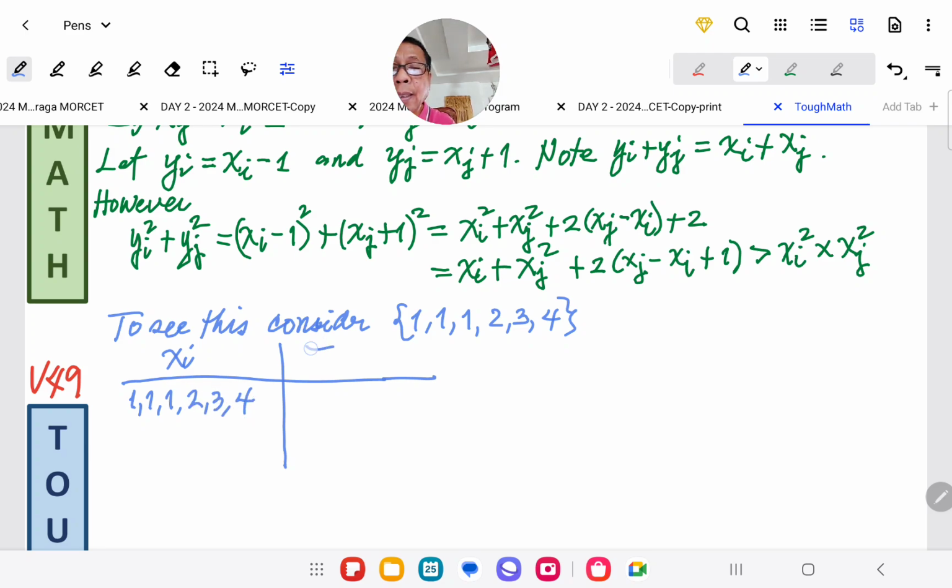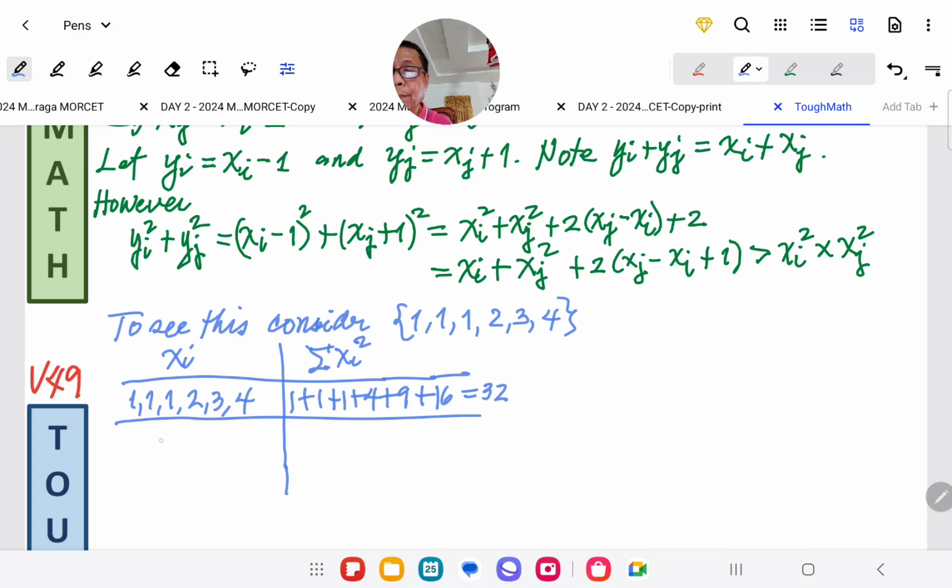Okay, and the sum of squares is equal to 1, because 1 squared is 1, plus 1 plus 1, and then 2 squared is 4, so you have 4. 3 squared is 9, so you have 9. 4 squared is 16, so you have 32.